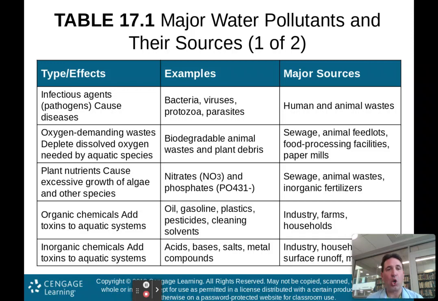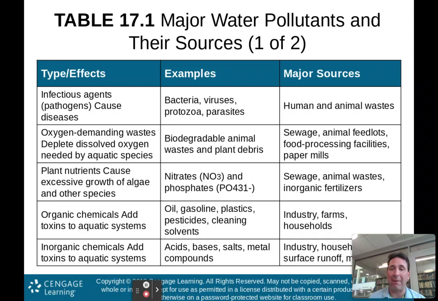Plant nutrients, right, cause excessive growth of algae and other species. Examples: nitrates and phosphates. Where is this source? Sewage, animal waste, inorganic fertilizers. We then have organic chemicals, which add toxins to aquatic systems. For example, oil, gasoline, plastics, pesticides, cleaning solvents. Where do we get them from? Industry, farms, households. Inorganic chemicals can also add toxins to aquatic systems.